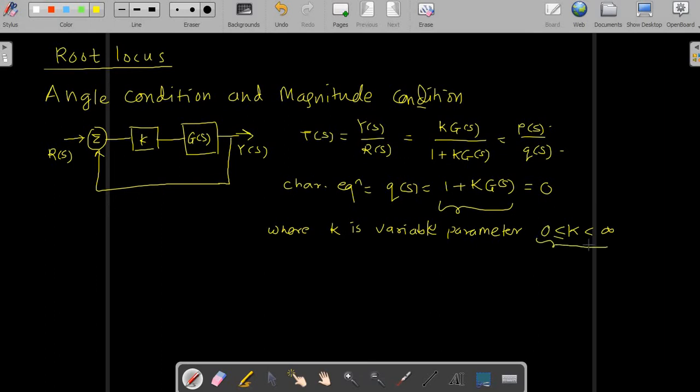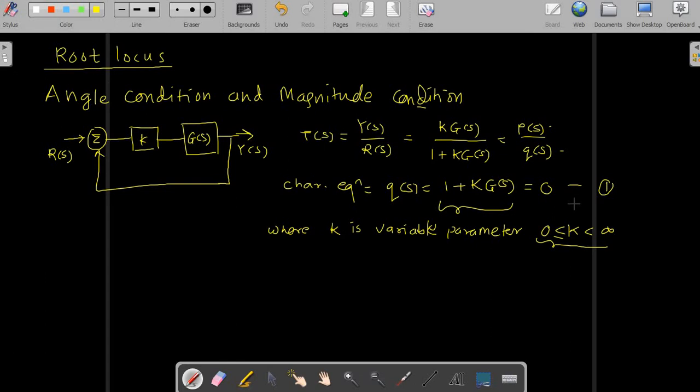That means in this range it is varied. The characteristic roots of the system must satisfy this equation. So as K is varied from 0 to infinity, whatever roots we get, we will plot those roots in the S-plane, and that is nothing but our root locus. So the characteristic roots of the system must satisfy this equation, right? Let me write this as equation number 1.